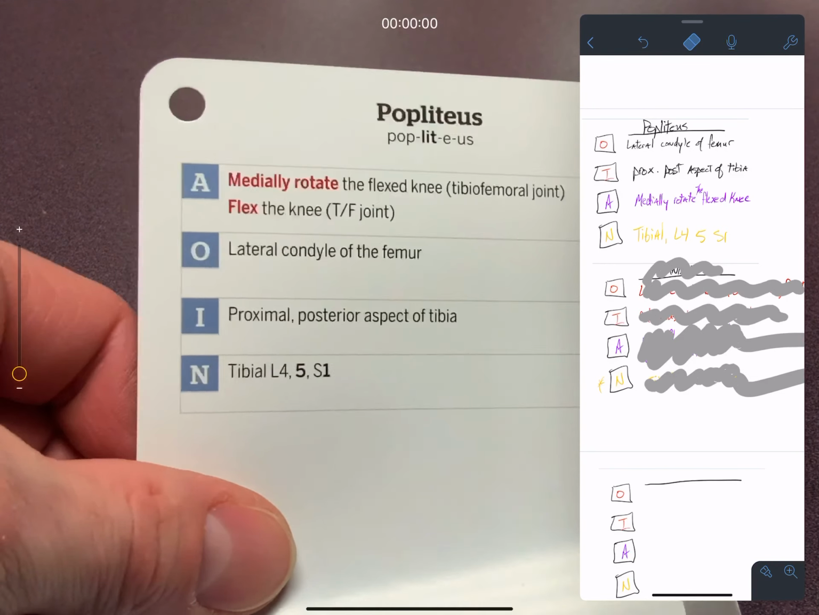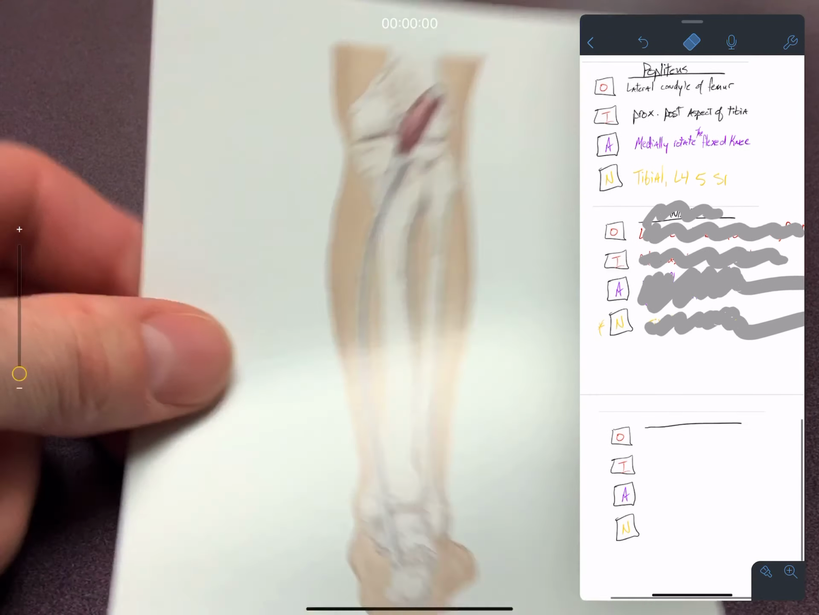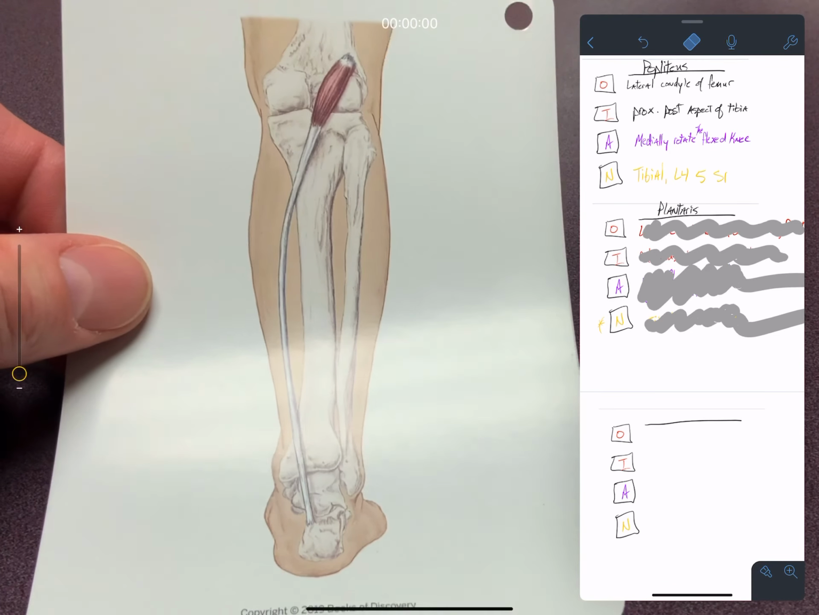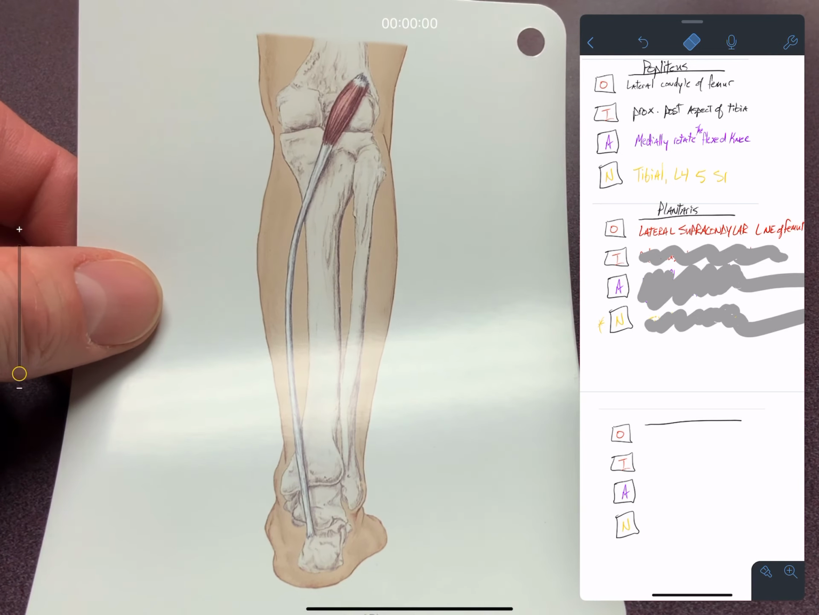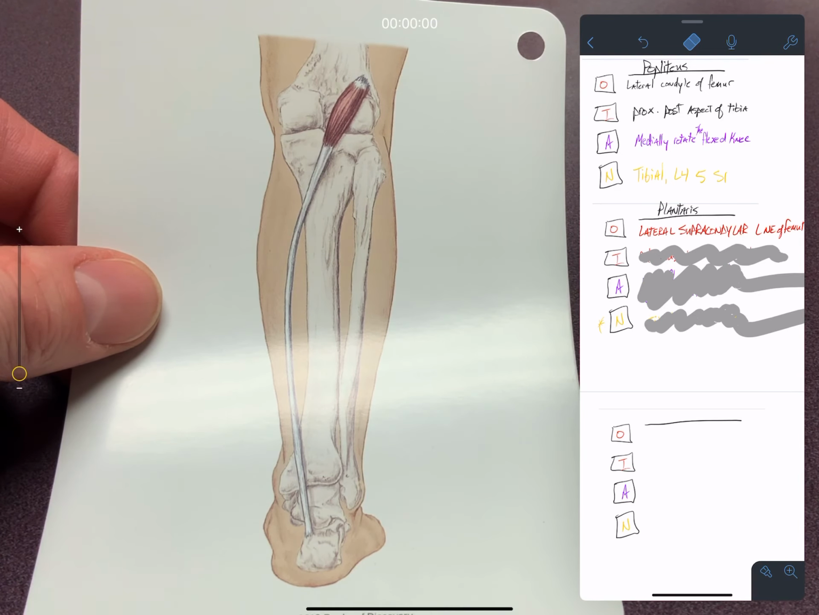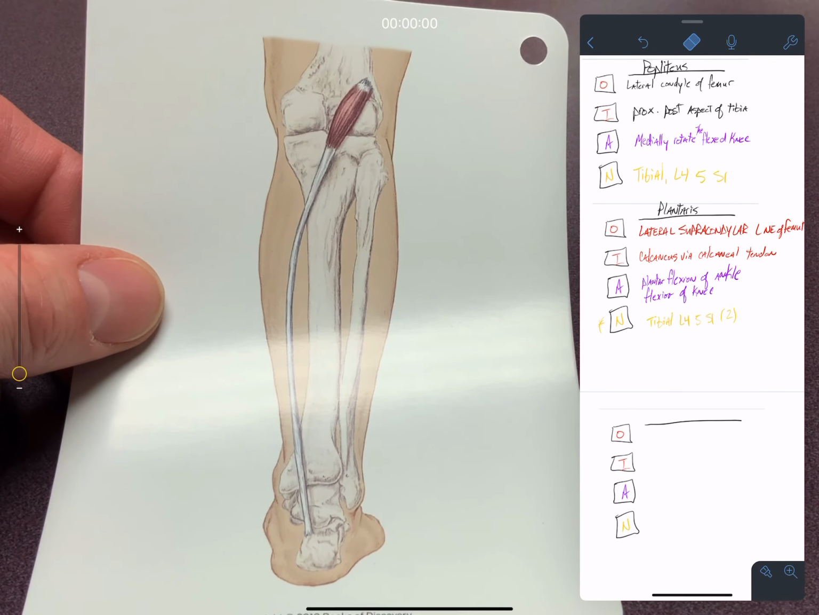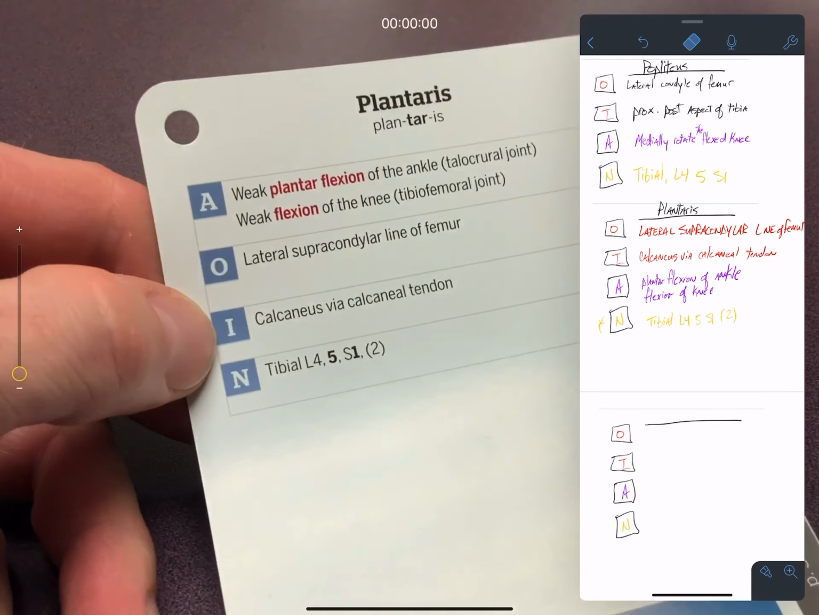Boom. Popliteus. Last, not least, certainly, we have, I don't remember this one. This is a little one. Plantaris, the little peanut muscle. What is plantaris? Its origin is the lateral supracondylar line of the femur, and it inserts on the calcaneus via the calcaneal tendon. Its action is plantar flexion of the ankle. This is weak. It's innervated by the tibial nerve, L4, 5, S1, and 2. Boom.